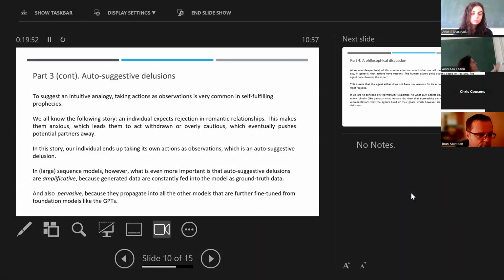Okay, this is just for having a little fun in the presentation. To suggest an intuitive analogy, taking actions as observations is something quite common in human practice. We can see it, for instance, in what we call self-fulfilling prophecies. For instance, we are very familiar with the following story. An individual expects a rejection in romantic relationships, which of course makes them anxious, which leads them to act withdrawn or overly cautious, which eventually pushes potential partners away. So the romantic rejection.